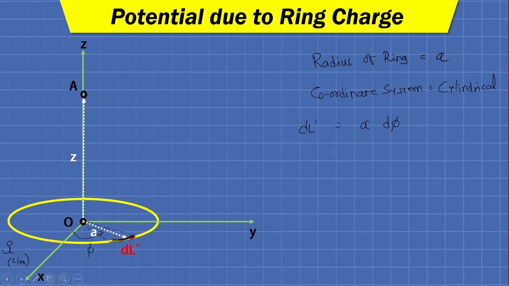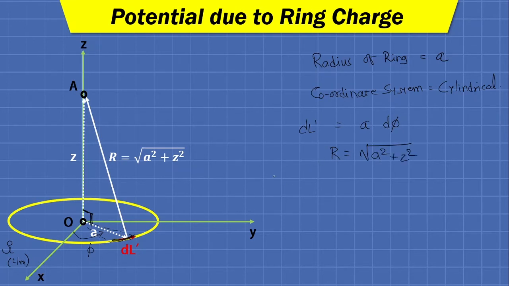Similarly, consider the distance r from the differential length to the point of interest. As you can see, this makes a right angle triangle with base a and height z. The hypotenuse of this triangle is the distance between the differential length and the point of interest A. This distance can be determined with the help of the Pythagoras theorem, which equals the square root of base squared plus height squared. So base squared is a squared plus height z squared, and we have this relationship.